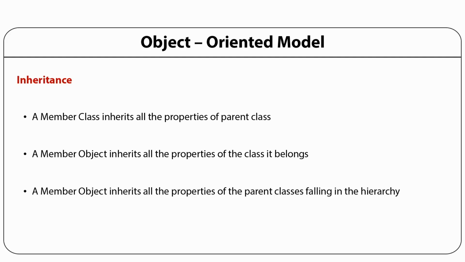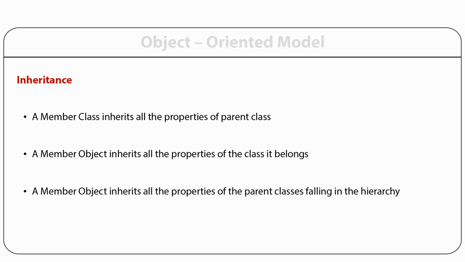Then you see a member object inherits all the properties of the parent classes falling in the hierarchy, as I told you. Say, for example, if there is an object and above the object there is a hierarchy of 3 or 4 levels or 5 levels, what happens? The property of the root class is also inherited by the element object of a particular class which falls in the hierarchy.